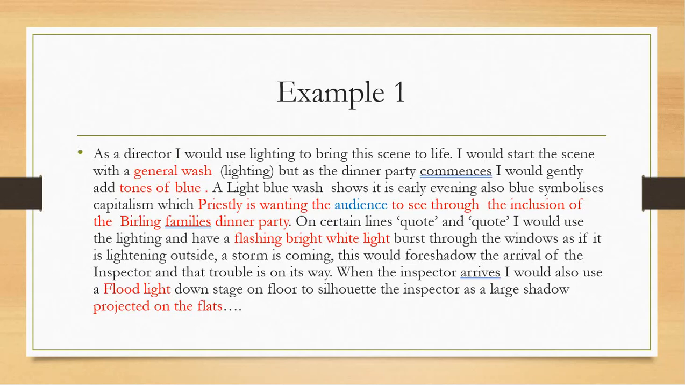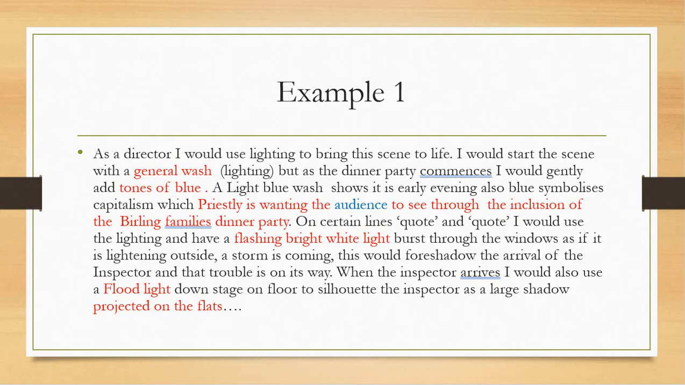So look at the key words I'm using there. The red are all key terminology: general wash, tones of blue, flashing bright white light, floodlight, projected on the flats. I've talked about the context of what Priestley wanted to show. When the inspector arrives, I would also use a floodlight, keyword floodlight, to create a silhouette of the inspector as a large shadow, so we can really see as a director what visions, what images I want to create and why.